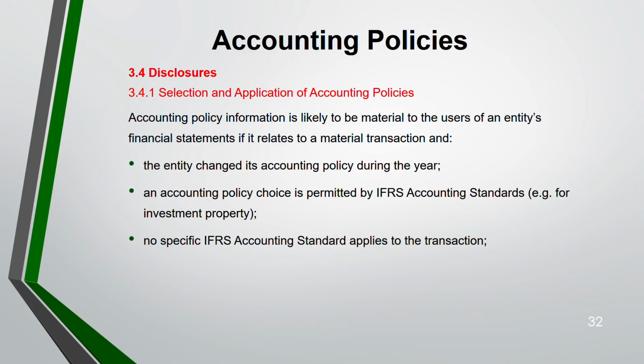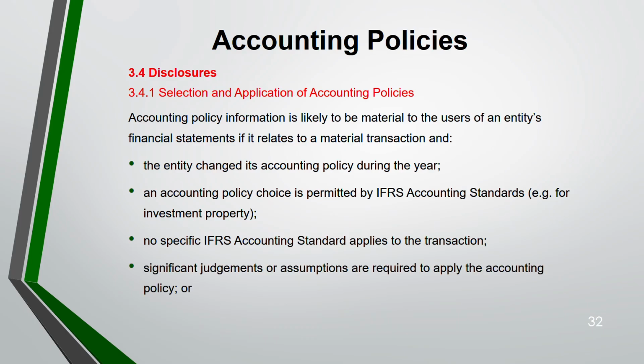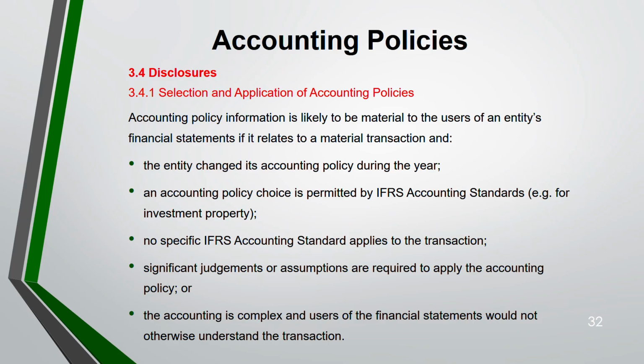If there is no specific IFRS standard that applies to the transaction, again you are using judgment to develop accounting policies, you have to disclose. It's material. When you have applied significant judgments or assumptions to apply the accounting policy, then you have to disclose. Then, if accounting is complex and users of financial statements would not otherwise understand the transaction if you do not disclose it, then you have to disclose. Then it is considered that the transaction is material. So remember these 5 areas. Any of these 5 could be tested in your exam. Okay?